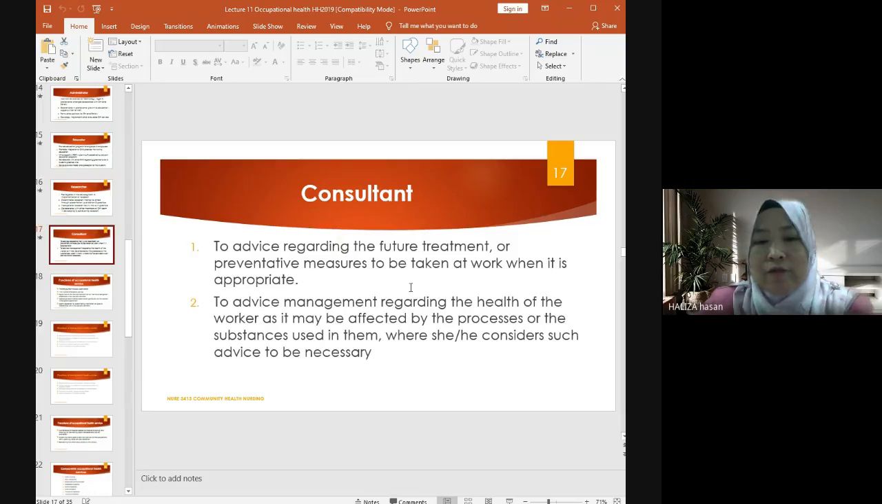Okay, consultant advise management regarding the health of the workers. So for example, the occupational health nurses give consultation or advise to the employer. For example, we have to do a health screening every 6 months. Then we have to provide the education, provide the program, for example, to increase the awareness, then keep on doing assessment. Okay.